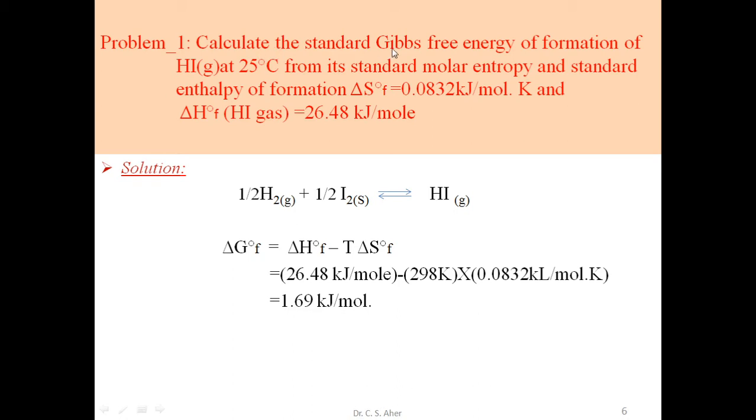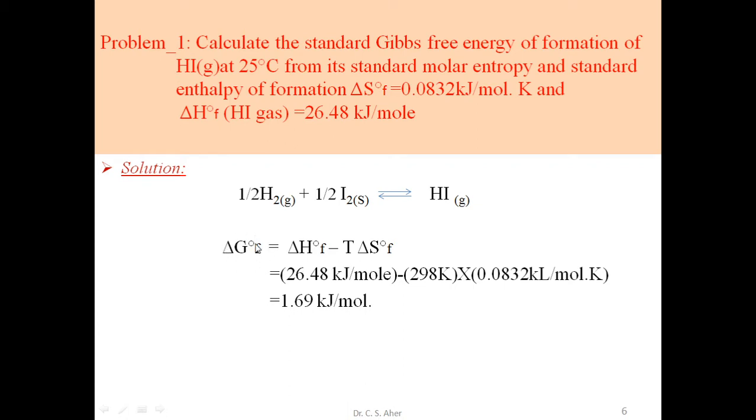So what is the formation of HI? This HI is formed from hydrogen and iodine. So we require half mole of H2 gas and half mole of iodine solid to form HI gas. So this problem is very straightforward. We directly take this equation.